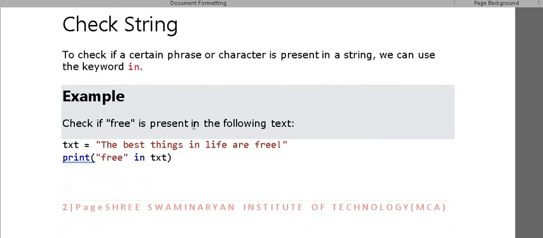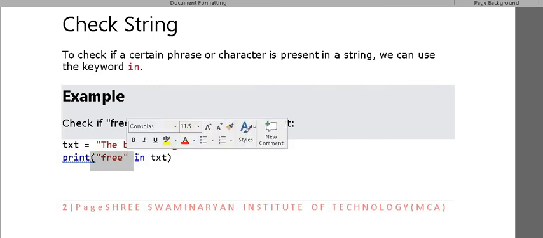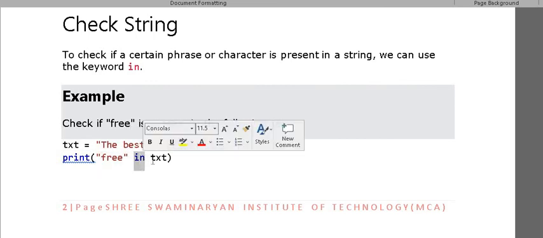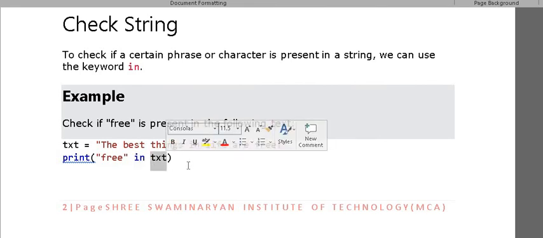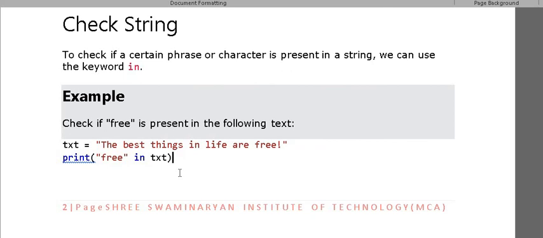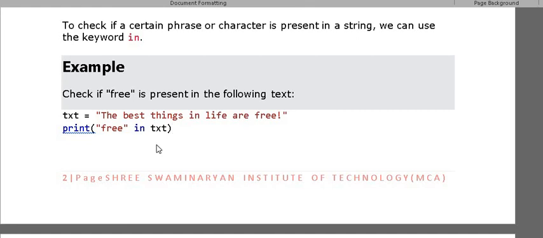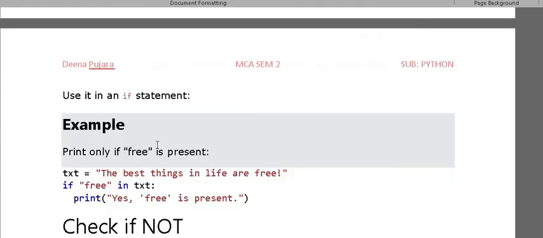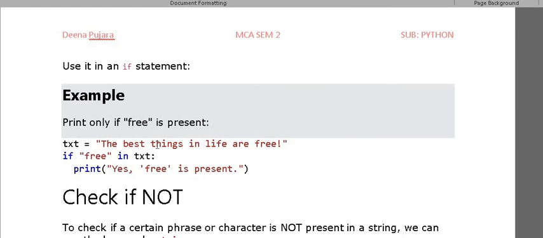Here I am giving the string txt, that is, the best things in life are free. Now here I am checking whether the word free is in it. In is the keyword that will check whether the word free is available in the txt variable or not. If it is available, it will show the values. We can also check the same by using the if statement.